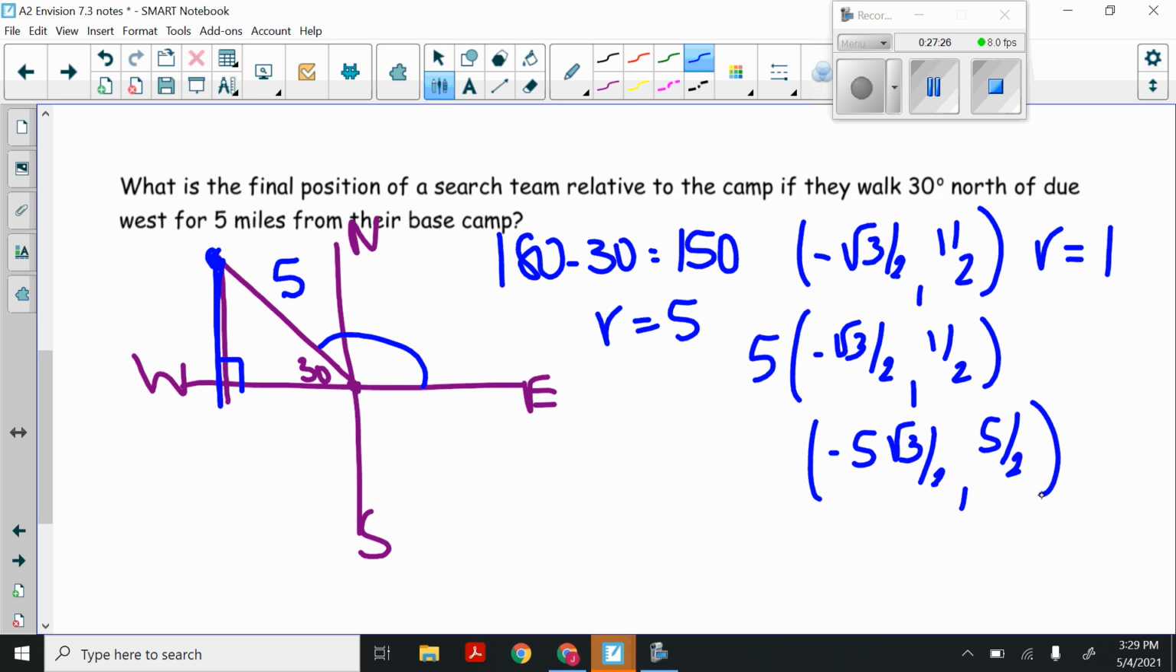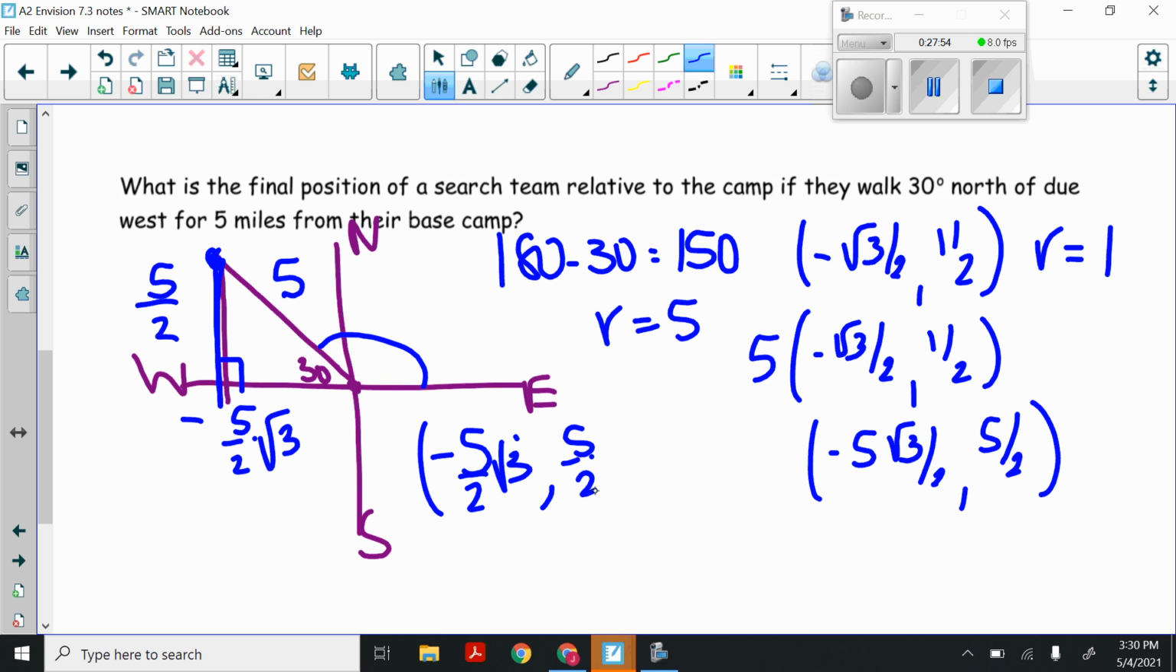So let's just check that. If I use my 30, 60, 90 shortcut, do I get the same thing? My hypotenuse is 5. Cut that in half to get my short side, so 5 halves. That side times the square root of 3 for my long side, 5 halves square roots of 3. I'm in the second quadrant, so I know that my x is negative, my y is positive. So that gives me the point, negative 5 halves square roots of 3, comma 5 halves, which is the same thing that we got over here.